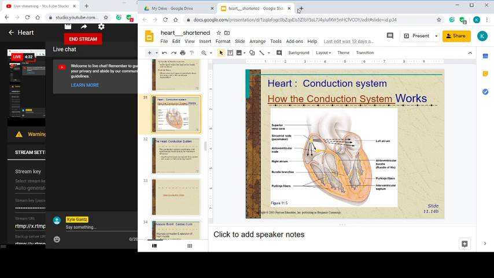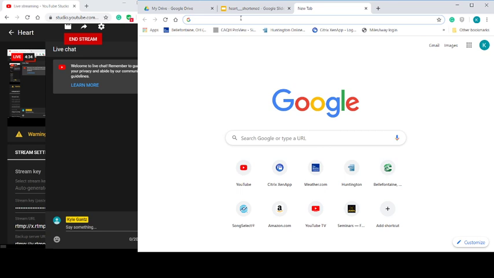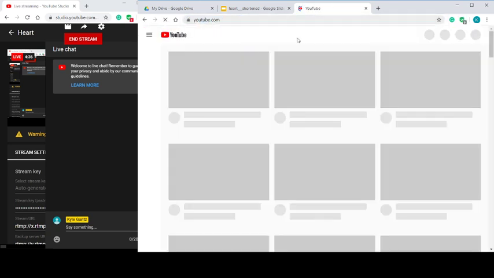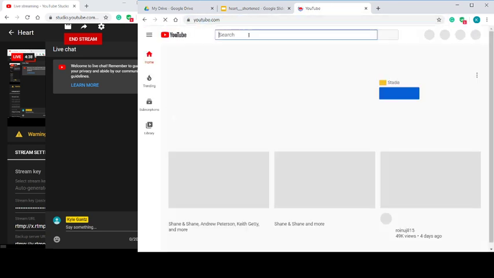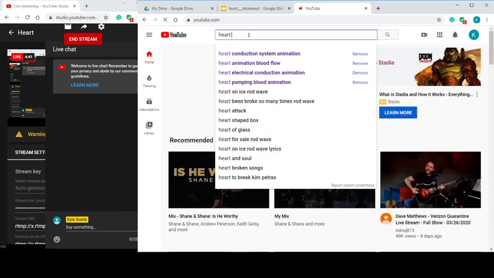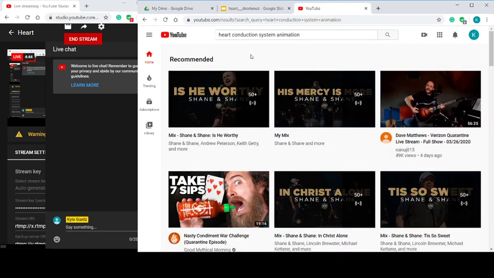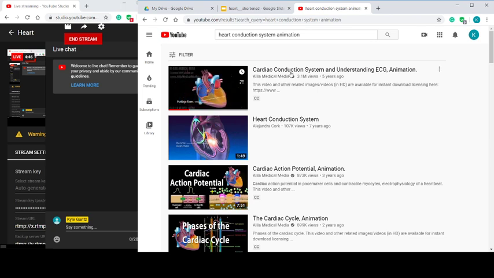Okay, and then we did look at, let's see, the heart conduction system animation. Right, we talked about this here.